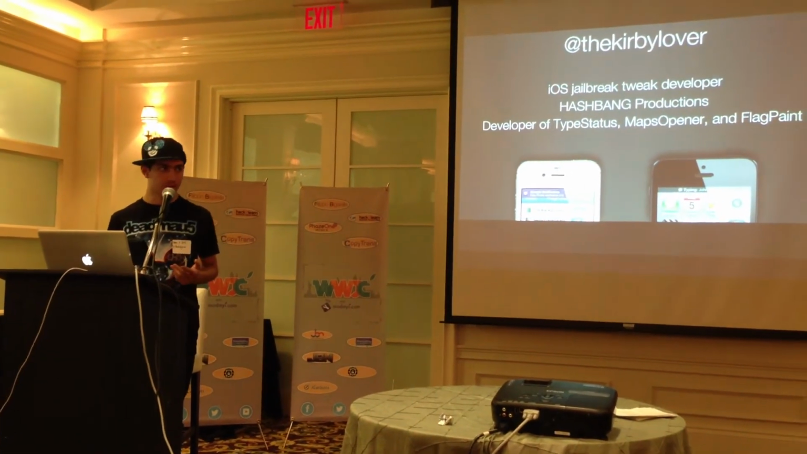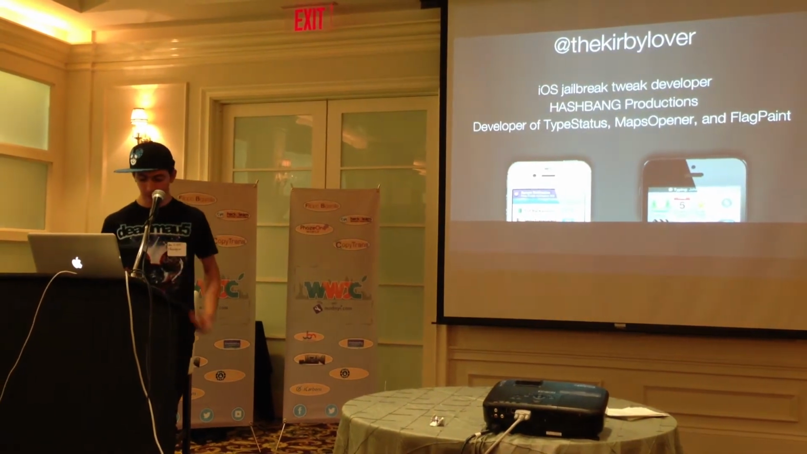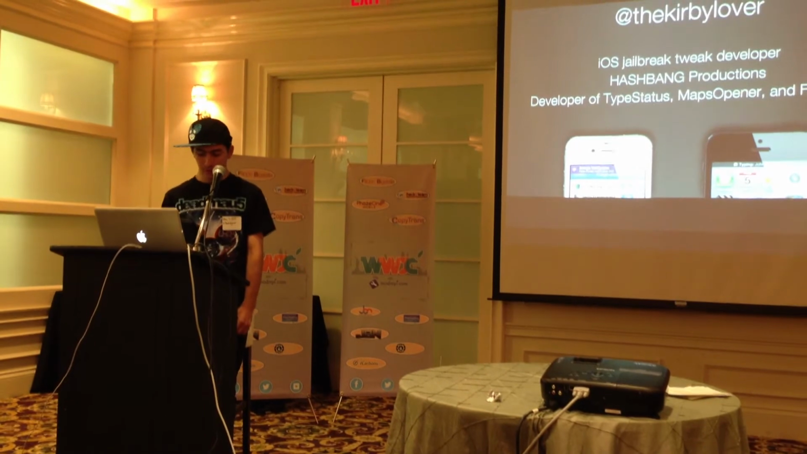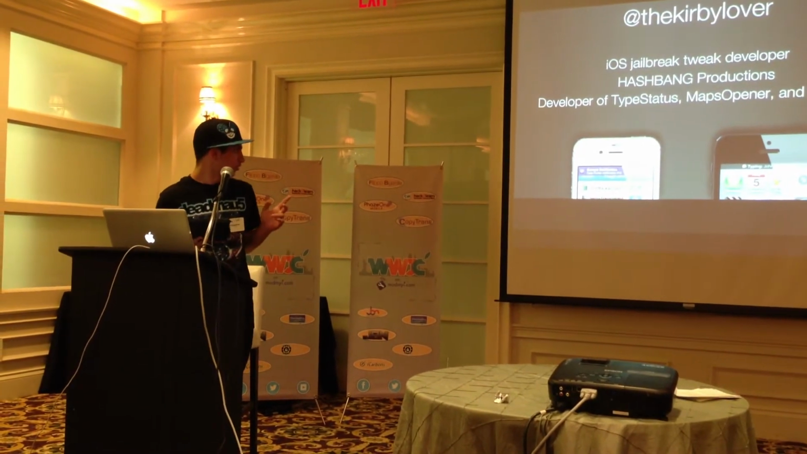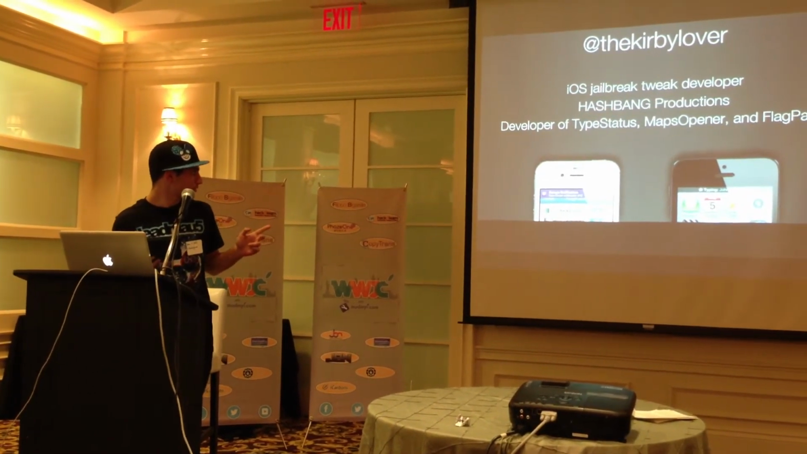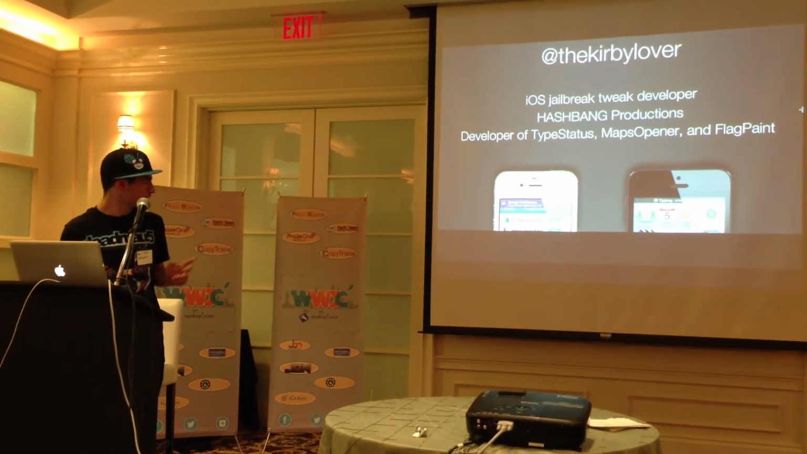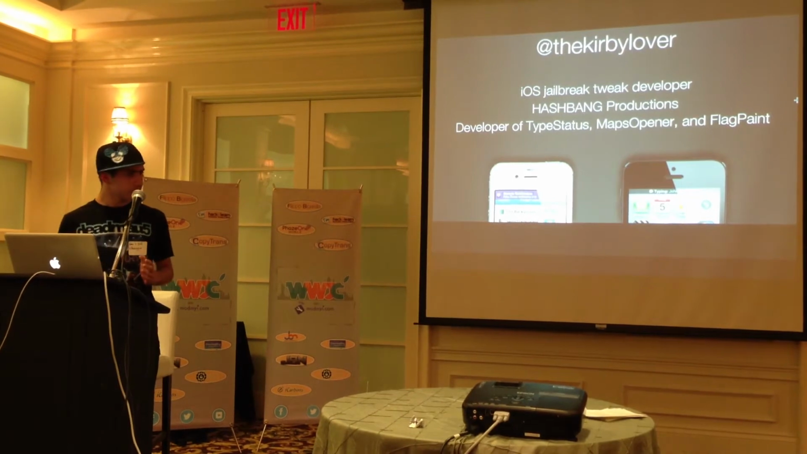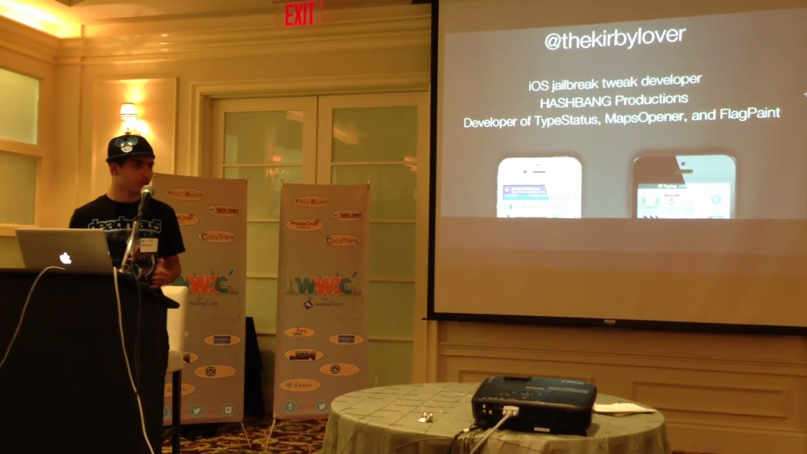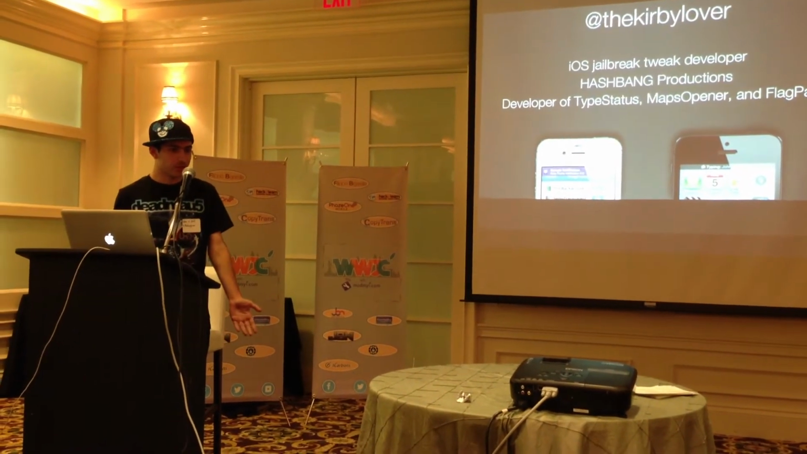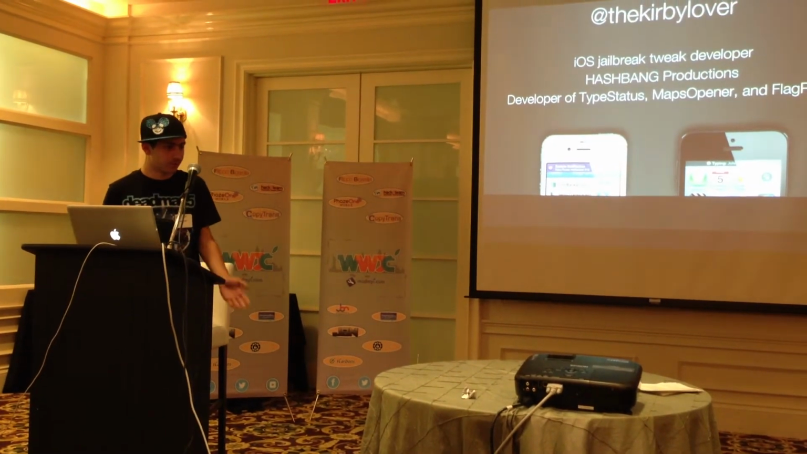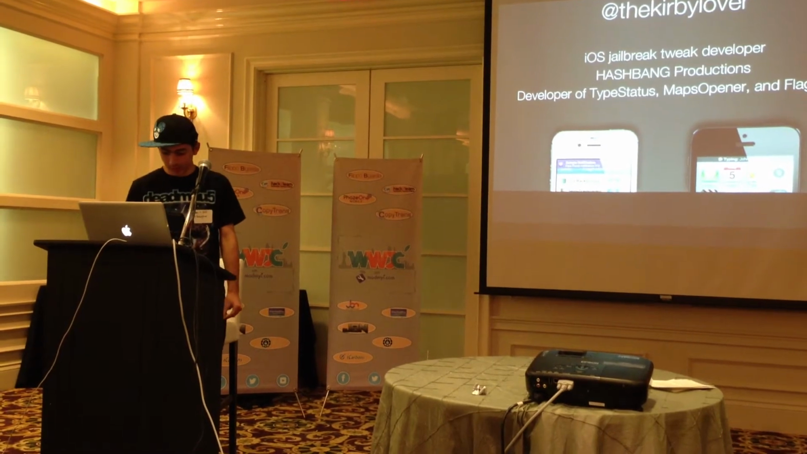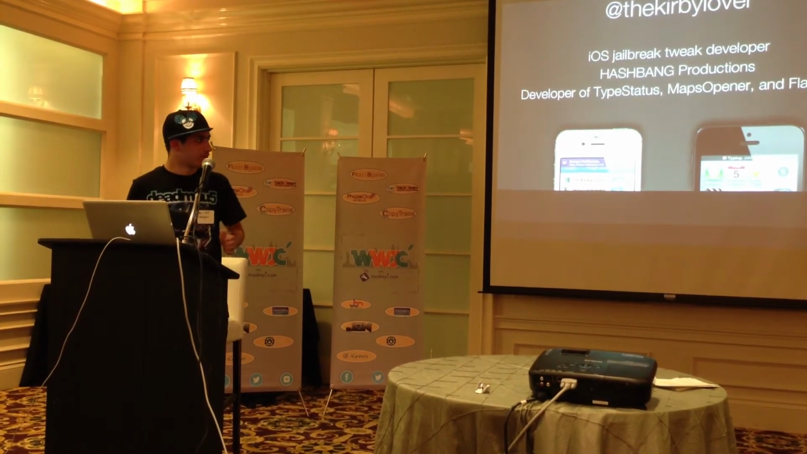My name is Kirb, or the Kirb developer on Twitter, and I'm a tweak developer. If you don't already know me, you can see there on the right Type Status, Maps Opener, and on the left Flag Pane. You can install these just by pressing a few buttons in Cydia, waiting for the download, and that's it. You've got a whole new part of your system installed. It's definitely not that easy to make these things.